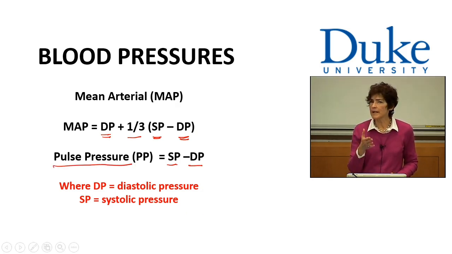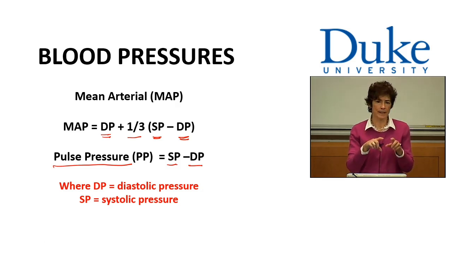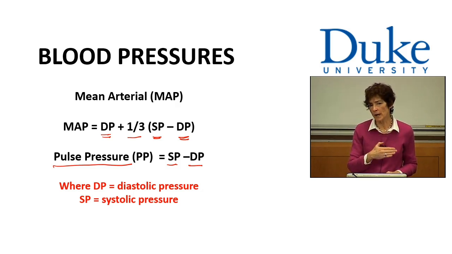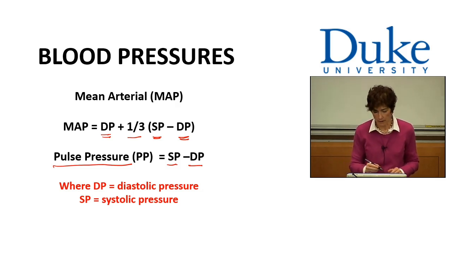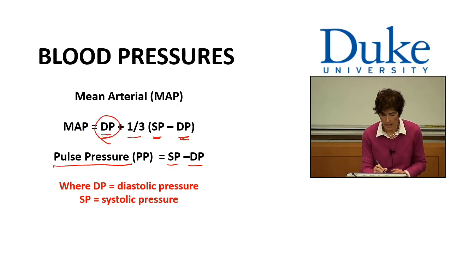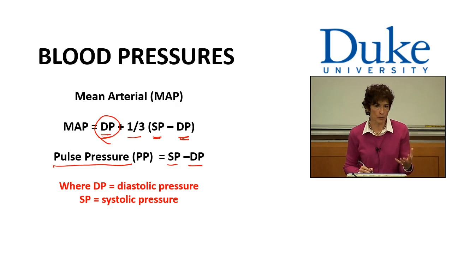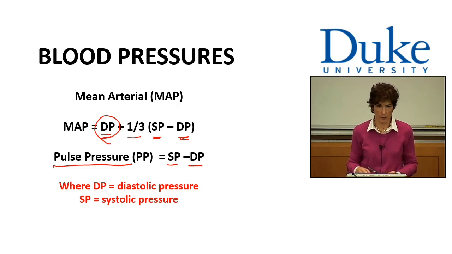So why is it that the mean arterial pressure is not simply the systolic pressure plus the diastolic pressure divided by 2? The reason is that the equation is weighted for the diastolic pressure, simply because the heart stays in diastole longer than it is in systole. So the diastolic pressure has a larger component in the calculation of the mean arterial pressure.